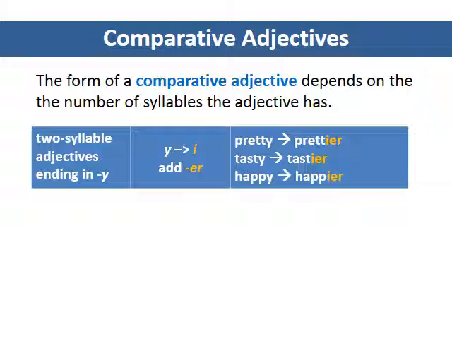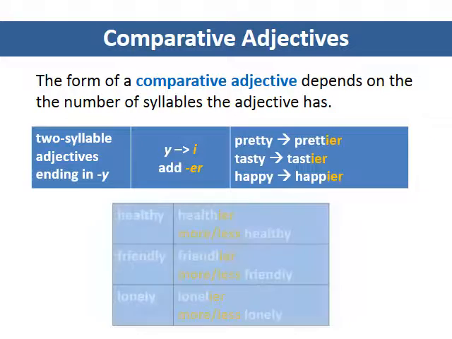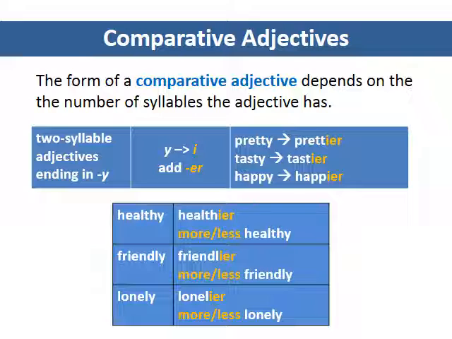For two-syllable adjectives that end in y, we make a spelling change. We change the y to i and add -er. Examples are prettier, tastier, and happier. Some two-syllable adjectives ending in y have two comparative forms. We can add -er, or we can use more or less before the base form.